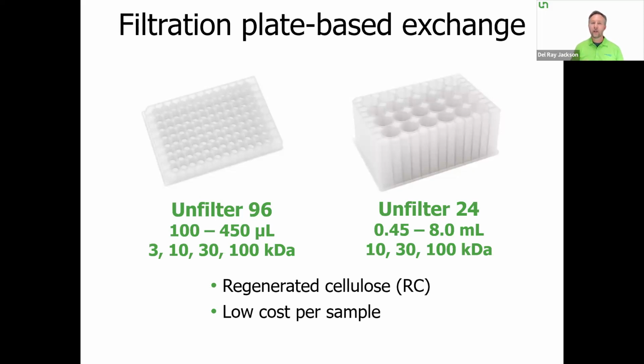Both of them use regenerated cellulose membrane, which is great. This is the leading membrane material for ultrafiltration for the biomolecules that we are looking at, mostly because it has very low specific affinity for stuff. So it's pretty ubiquitous, pretty benign to be used with a wide variety of biomolecules. Both Unfilters come in 10, 30, and 100 kilodalton membrane options. The 96 has an additional offering at the 3 kilodalton molecular weight cutoff.